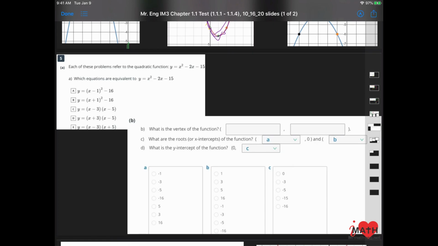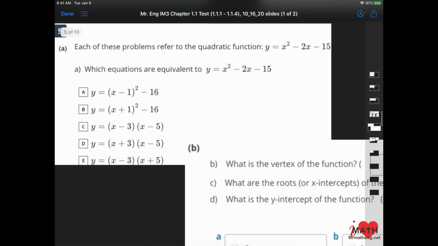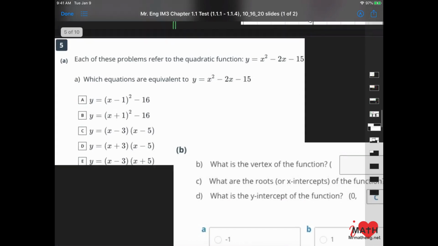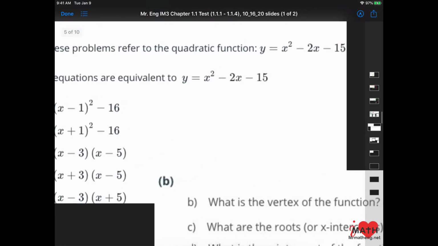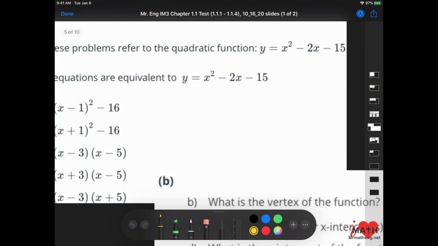All right, let's go over question number 5. Each one of these problems refers to the quadratic function y equals x squared minus 2x minus 15. Which equations are equivalent to y equals x squared minus 2x minus 15? Okay, this refers to that chart problem that you guys did in your skills practice. Now, what form do I have here in, let's say yellow? What form is this? It has no parentheses.